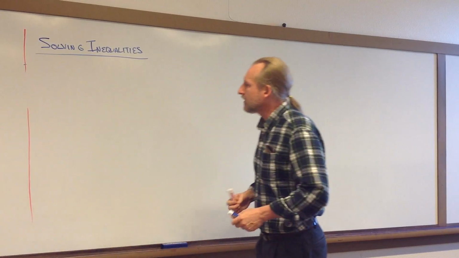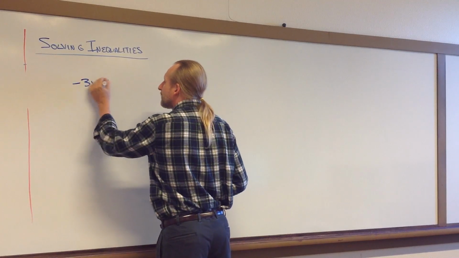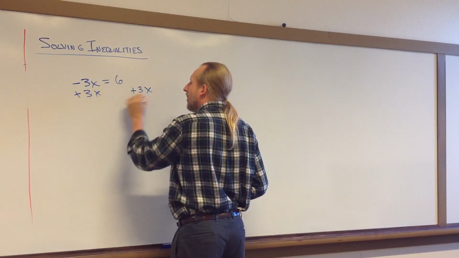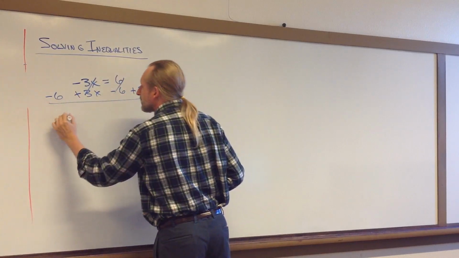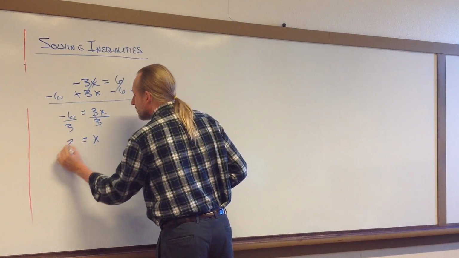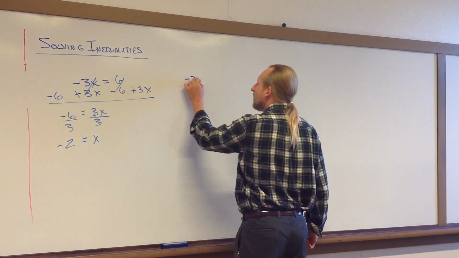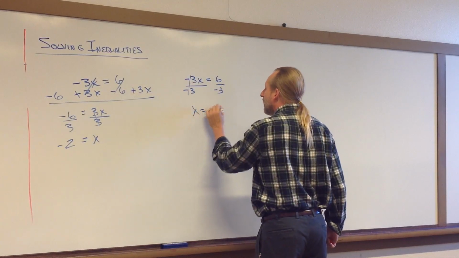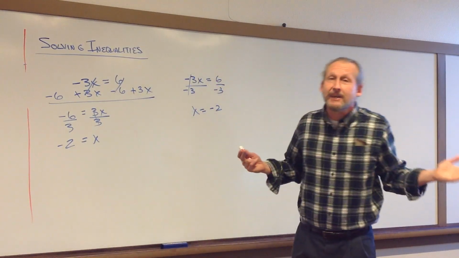So, here's the thing. Let's take an equation. Let's say we have negative 3x equals 6. Now here's the long way, which is to add 3x to both sides and subtract 6 from both sides. And if we do that, we get x equals negative 2. Okay? The other thing that we can do here is just divide on both sides by negative 3, and x equals negative 2. Now notice how they're on different sides, but that doesn't make any difference.